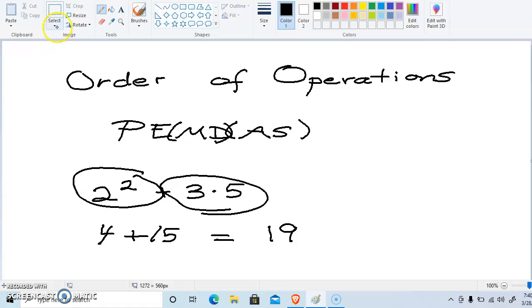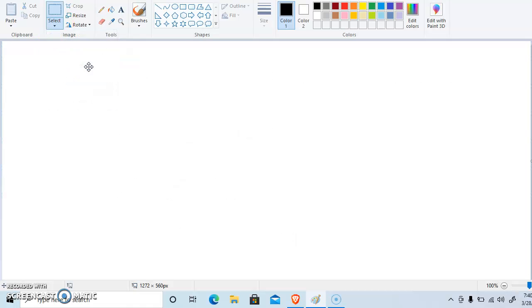So let me get rid of this. We're going to get rid of everything here on the screen, and I'm going to give you a new problem. Now, sometimes when we have order of operations, we're going to have ones with variables. So let's say I have 2k squared minus 3p.